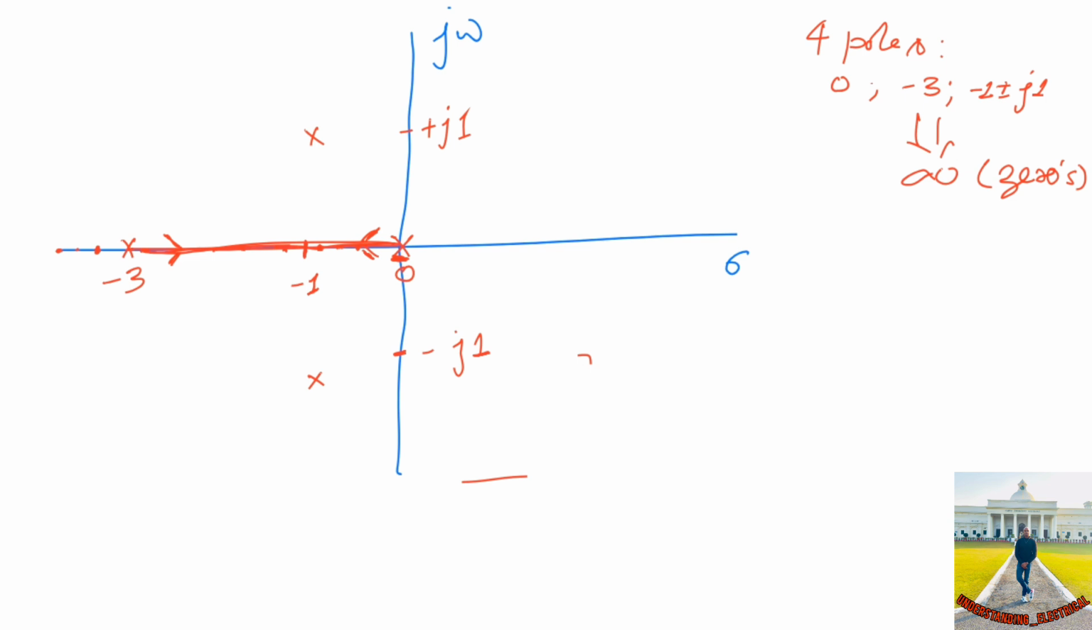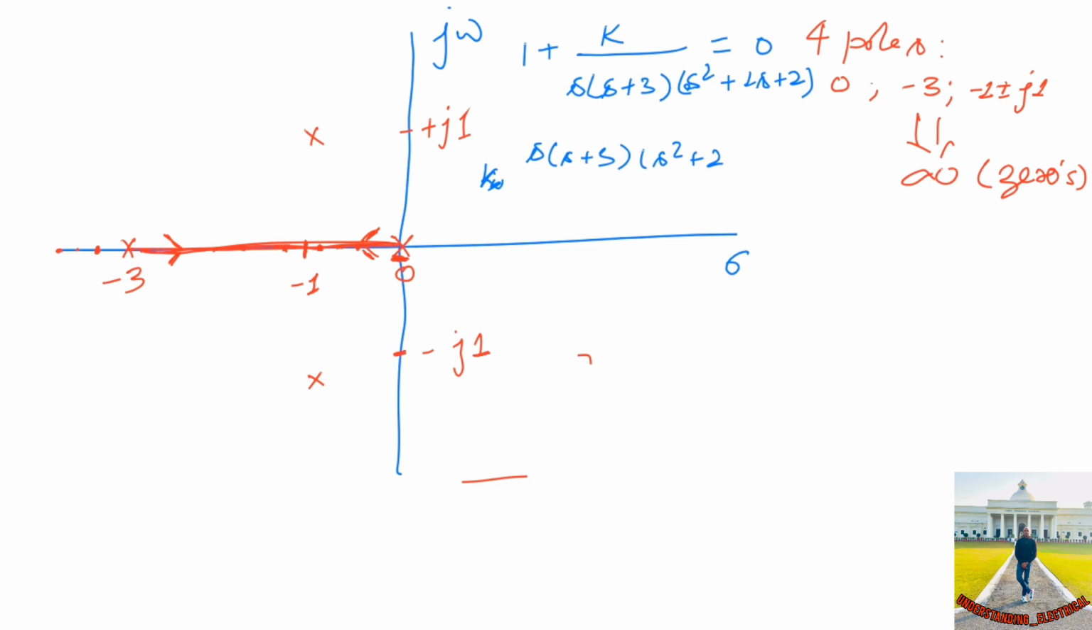To find out the breakaway point, we need to see the equation dk by ds, and the root of that equation is nothing but the breakaway point. So now let's see. The characteristic equation was this: 1 plus k over s into s plus 3 and s squared plus 2s plus 2 equals 0. If I further simplify it, this will become s into s plus 3 into s squared plus 2s plus 2 plus k equals 0.